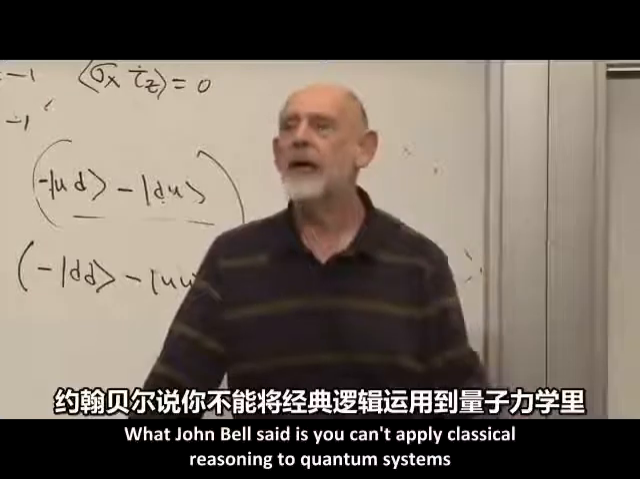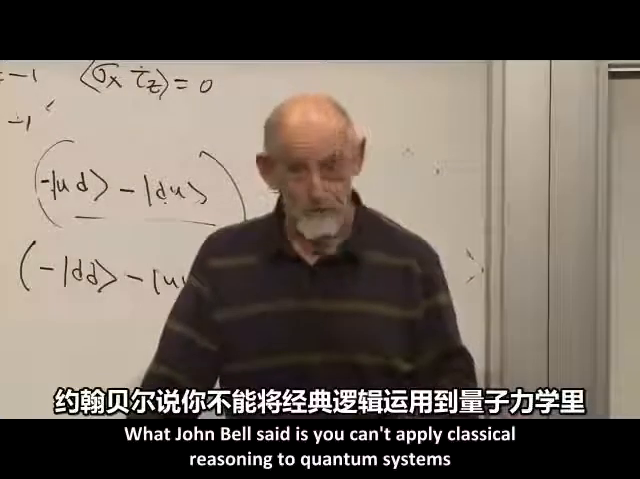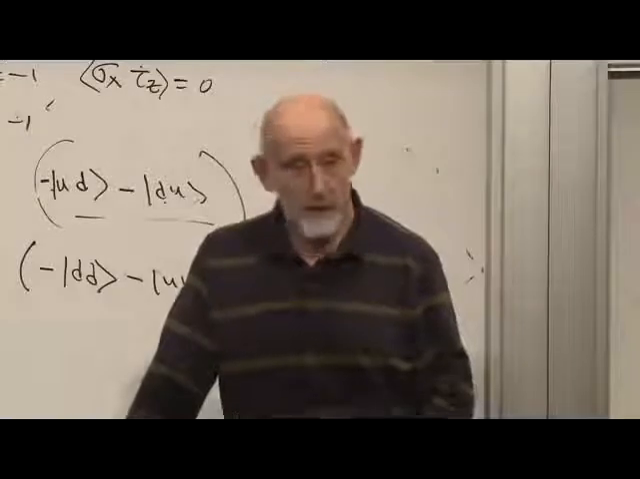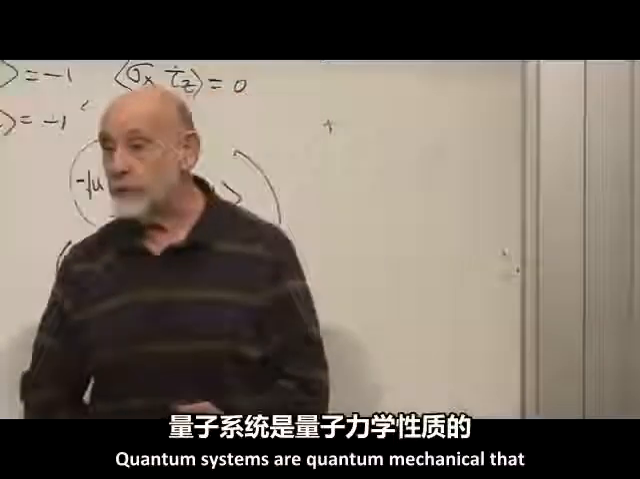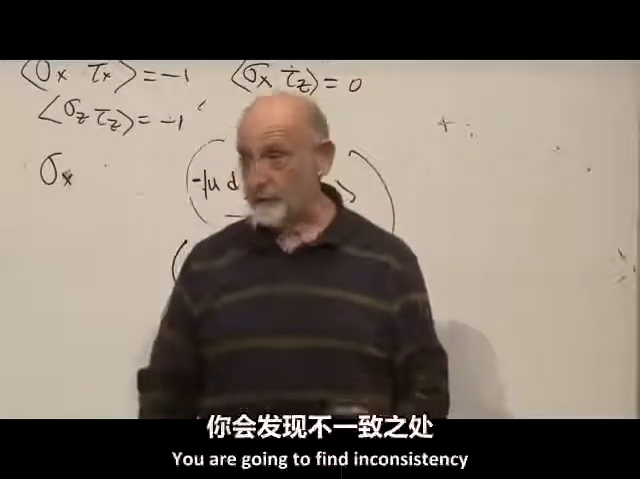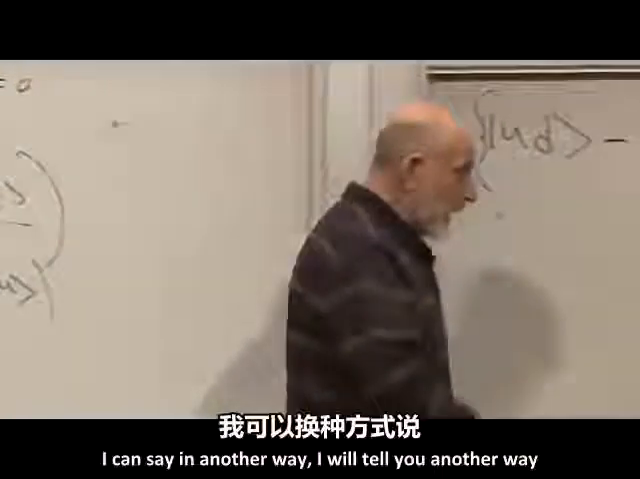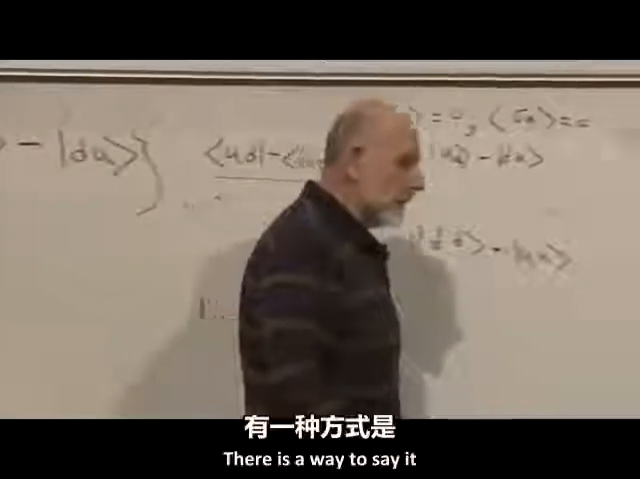What John Bell said is you can't apply classical reasoning to quantum systems. That's what it came down to. Quantum systems are quantum mechanical, and if you try to apply classical reasoning, you're going to find inconsistencies. Okay? I can say it another way. Here's a way to say it.